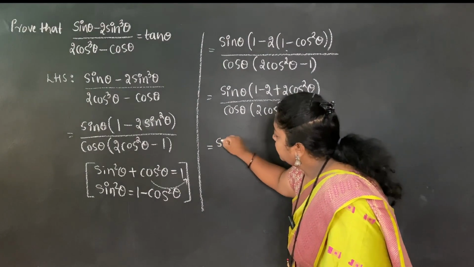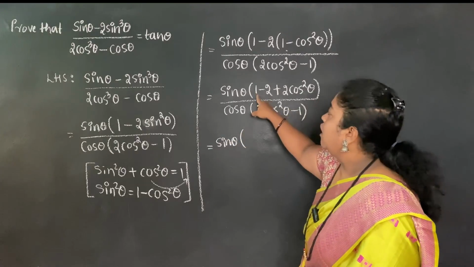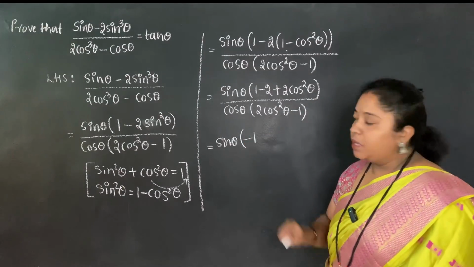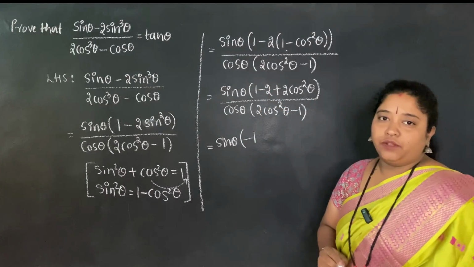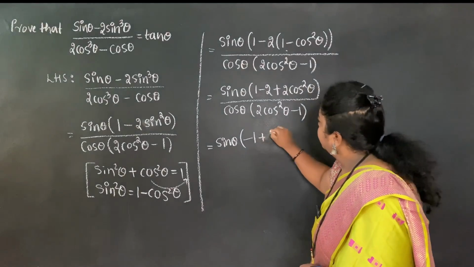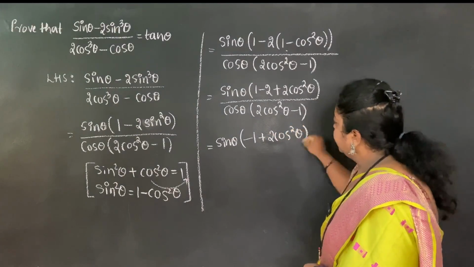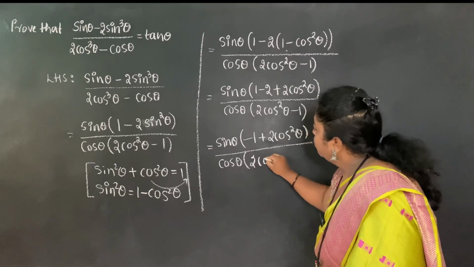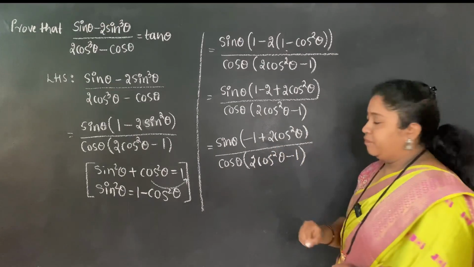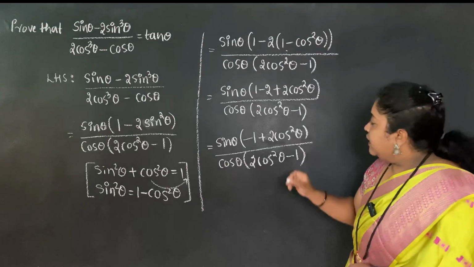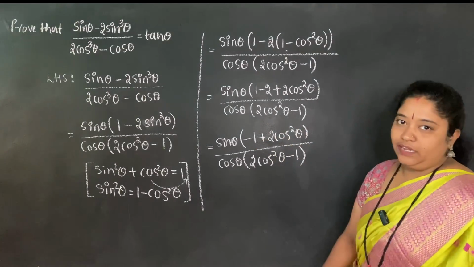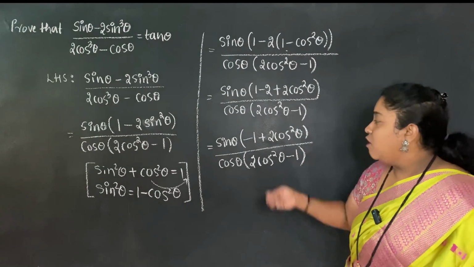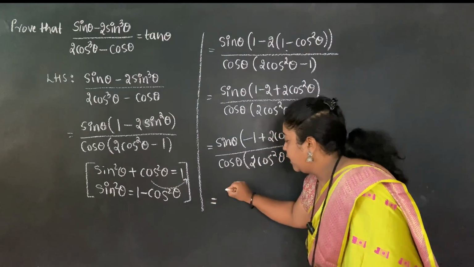Now in the numerator part, sine theta into bracket 1 minus 2. 1 minus 2 is how much? Minus 1, because the bigger number is negative, so I have to keep the negative for the result, plus 2 cos square theta, divided by cos theta into bracket 2 cos square theta minus 1. Just look at the board. Here, minus 1 plus 2 cos square theta, and 2 cos square theta minus 1, both are the same, yes or no? Or else we'll write one more step to make it very clear.